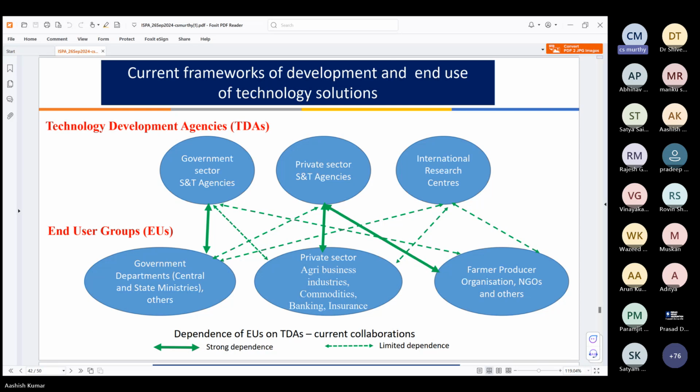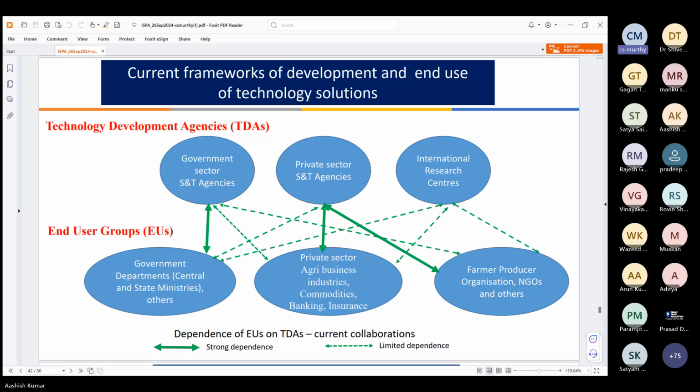Now, what is the linkage between these two? Particularly when you talk about geospatial agriculture, what is the linkage between these TDAs and the end users? If you see this, the government sector TDAs and the government departments have a stronger dependence on each other. The end user group, the government ministries and departments, depend more on government sector TDAs and depend less on private sector TDAs and international organizations. So they depend mostly on government to government interactions.